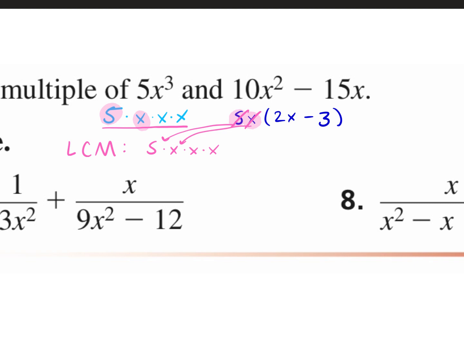What else do I need to include for my least common multiple? The 2x minus 3. So 2x minus 3 did not have a pair, so I have to list that one. So when we simplify all this together, we get 5x cubed times 2x minus 3.